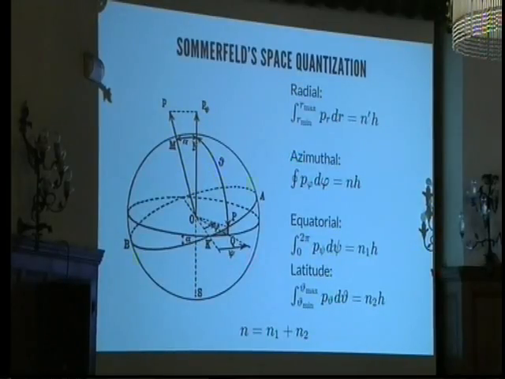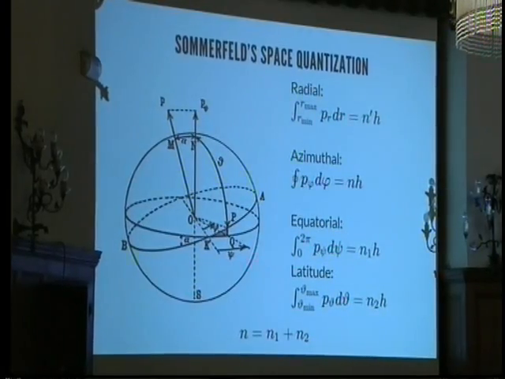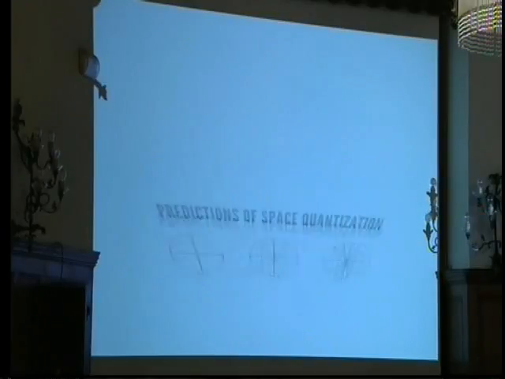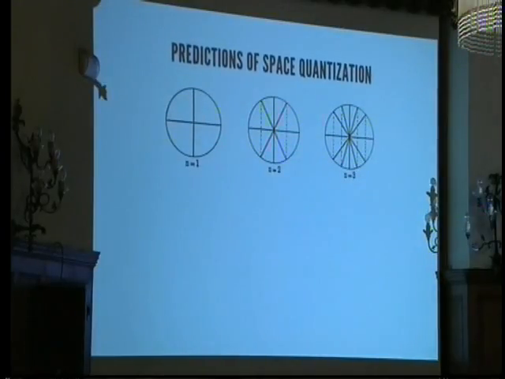Now only a limited set of tilts of this azimuthal plane are allowed. It's exactly what happened with the ellipses before. We had a limited set of ellipses, now we have a limited set of tiltings. How many tiltings? Well, Sommerfeld discussed it. Usually he used this figure for quite a long time to illustrate how many angles you could have in this space quantization.